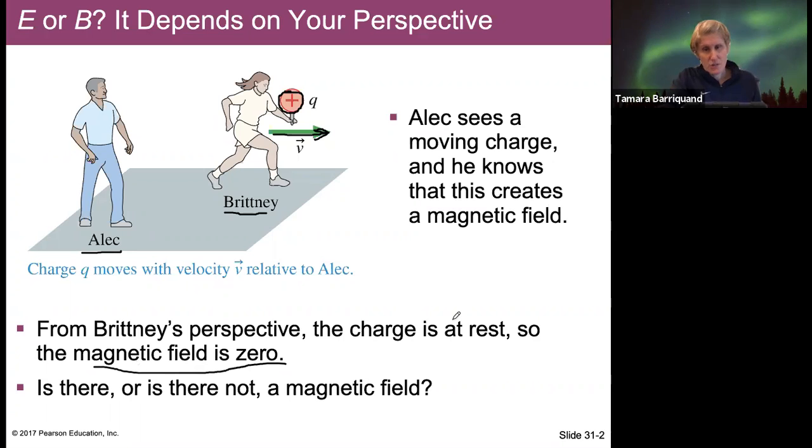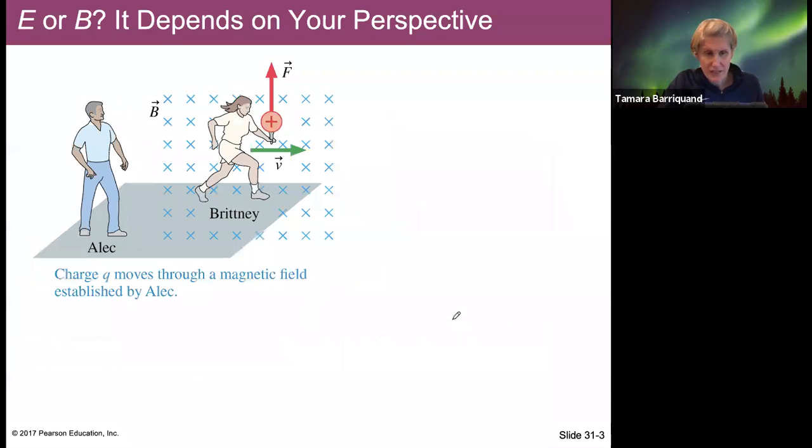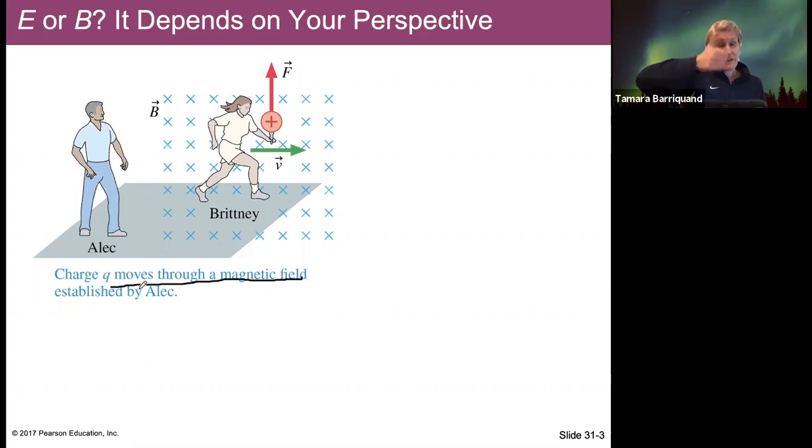Now let's look at a different situation. So let's say that there definitely is a magnetic field, that Alec has created a magnetic field. He's turned on his super magnet and he's got a uniform magnetic field. Now charge Q is moving through a magnetic field. So now if charge Q moves through a magnetic field that's established by Alec, then Alec's going to see that it's moving with velocity v, and we curl our fingers into the screen. Our thumb will point up, and so there will be a force on this moving charged particle inside the magnetic field in the upward direction.